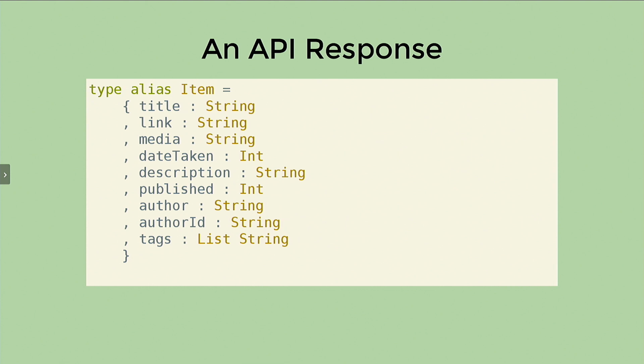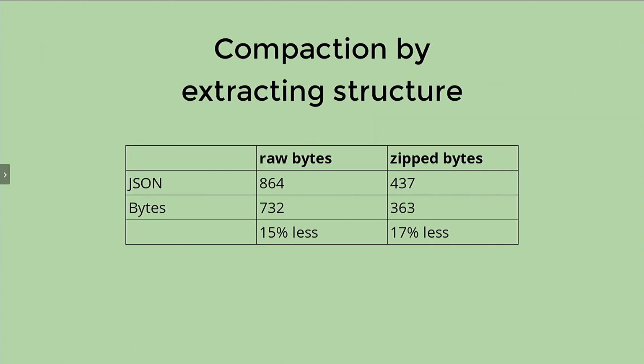This is an API call, or response, taken from the Flickr API. The main thing I want you to notice here is that most of its fields are strings. So most of the data will actually be string data. I wrote an encoder and a decoder, both for JSON and for bytes, and ran some tests. And I get a 17% reduction in this case, which is not 0, but it's also not like the 50% that we saw for even a simple integer.